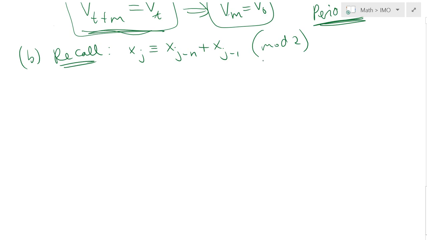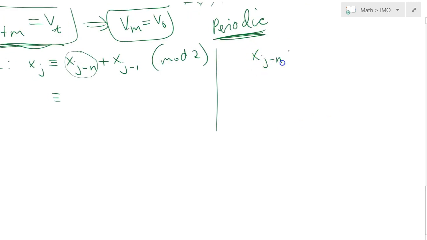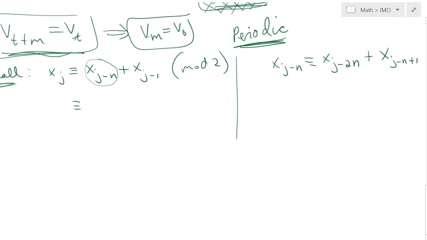Right, so let's begin. This thing is congruent to, we can replace each one using the recursion again. Meaning, if this recursion is true, then for instance x sub j minus n is congruent to x sub j minus 2n, the status in the previous round of the same lamp, plus the status of the previous lamp, j minus n plus 1. So I will substitute this into here.